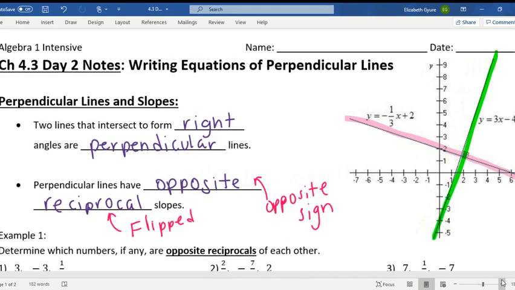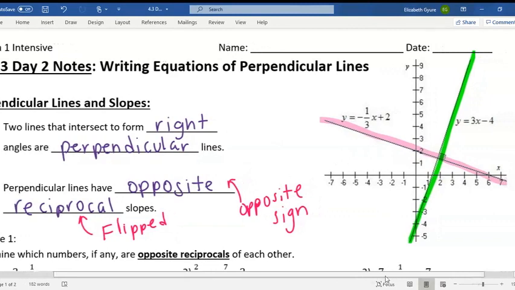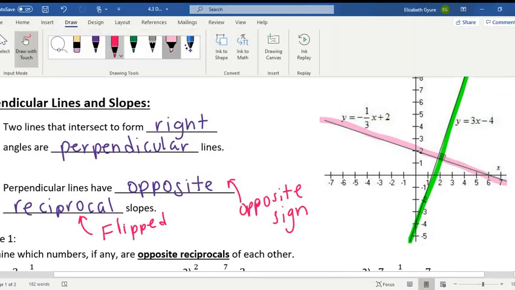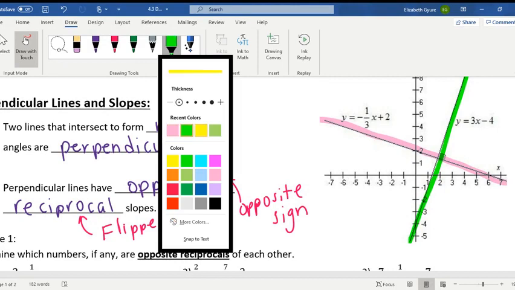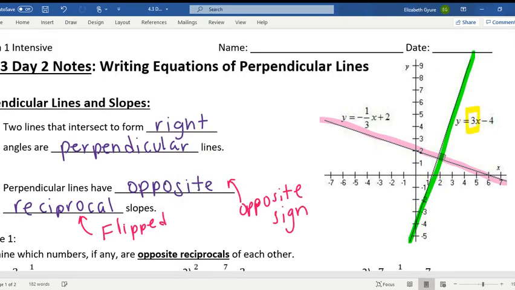So if you look at this picture here, the slope of this line is 3, right? The slope of this line is negative 1/3. Those are examples of opposite reciprocals. Isn't one of them negative? Isn't one of them positive? Yes. And then the reciprocal part means they're flipped around.